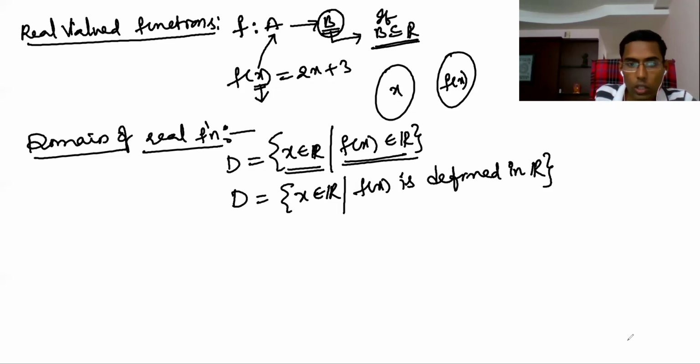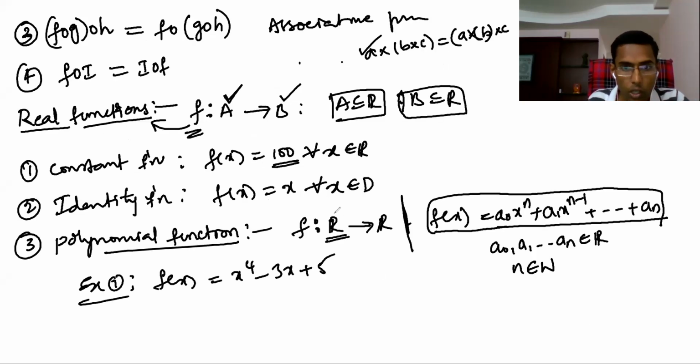Okay, first thing I told is polynomial functions. What is the domain of polynomial functions? All real numbers. Domain of polynomial functions is all real numbers. That means what? X you can take any real number. Whatever x you take real number, f of x also real. So what is the domain I told here?